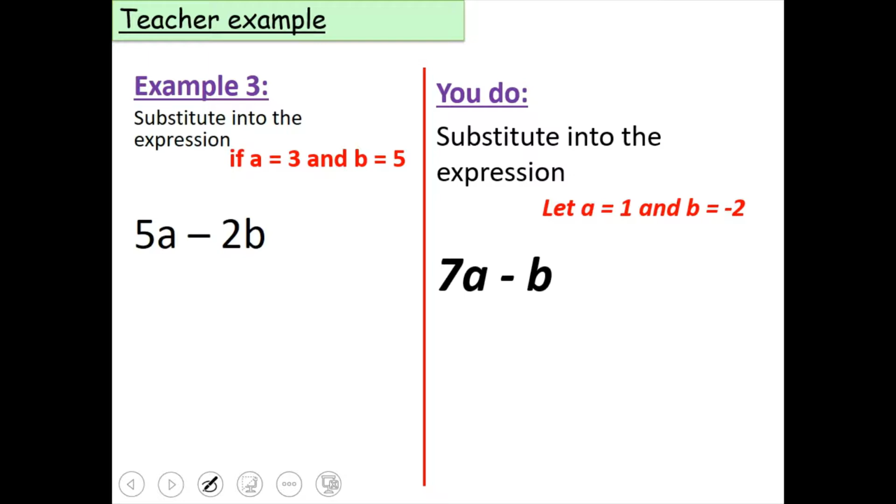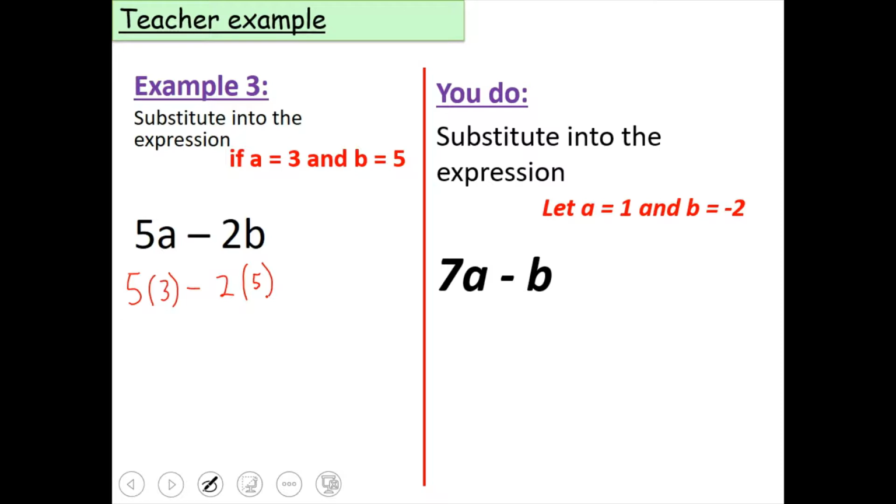So we've got here 5. Replace the A with the 3. Make sure you replace it with the relevant one. Minus, don't forget the minus sign. And then you've got 2, and replace it with the B, which is 5. Make sure you don't mix them up, please. It's really important you do that exactly the way it says in the question.